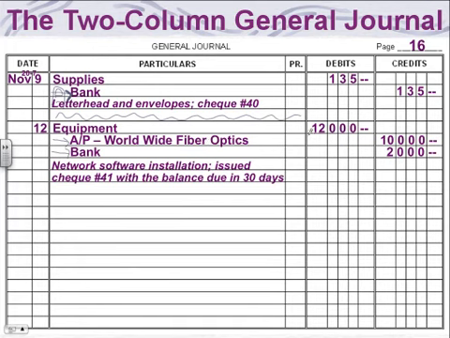So let's decide what happened here. Equipment is debited, that means it went up. So we got more equipment for $12,000. Obviously, accounts payable is going up because we're crediting it by $10,000. And bank is going down because we're crediting bank. So we paid $2,000 cash and we owe $10,000 later. Keep in mind, our debits always equal our credits in accounting, right? So our $12,000 equals this $12,000, always.